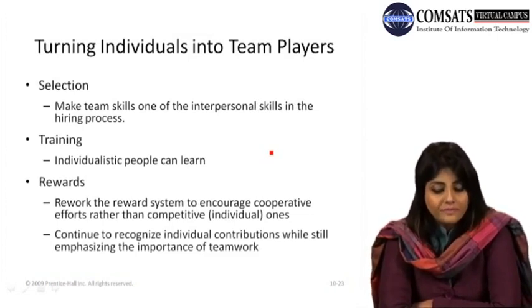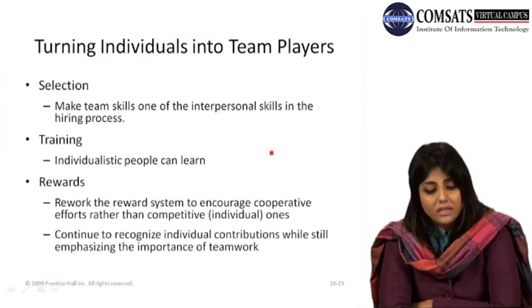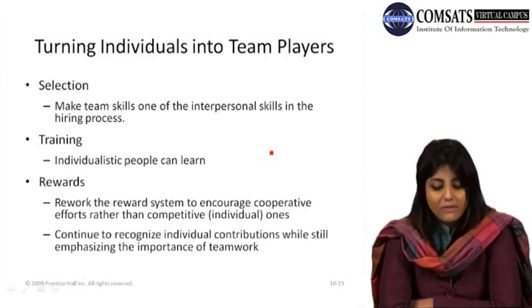Then the rewards: rework the reward system to encourage cooperative efforts rather than competitive ones, and continue to recognize individual contributions while still emphasizing the importance of teamwork.